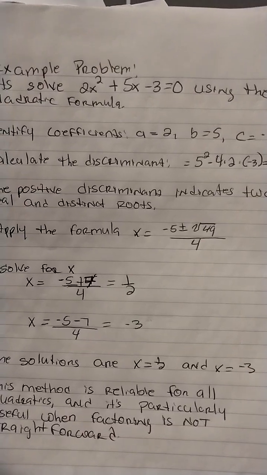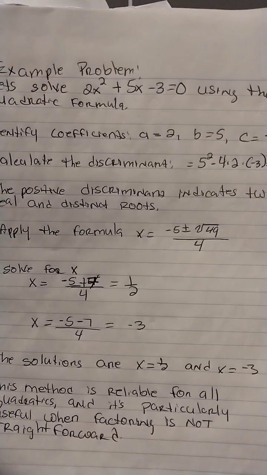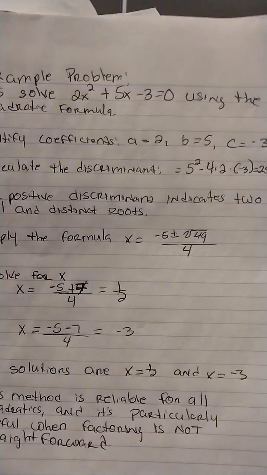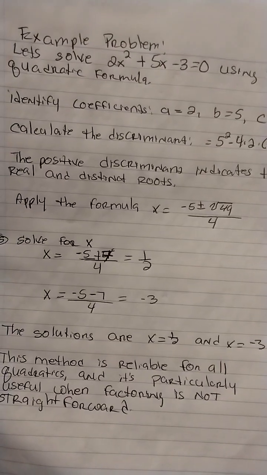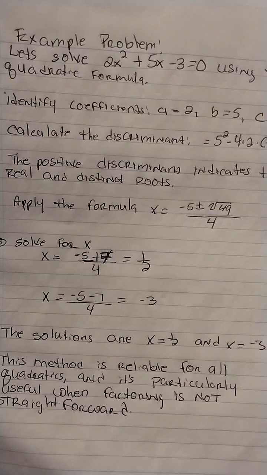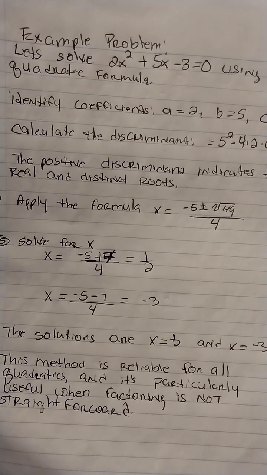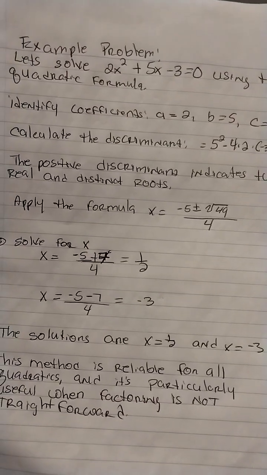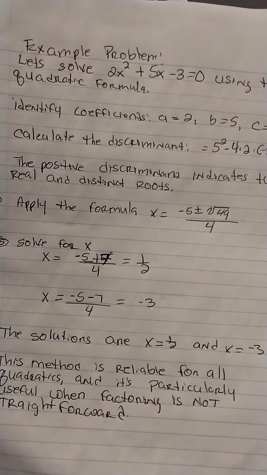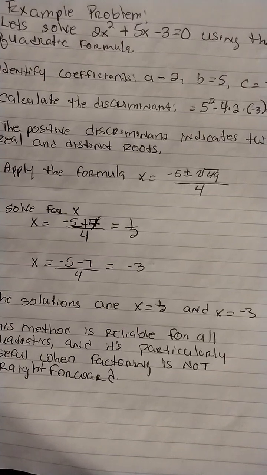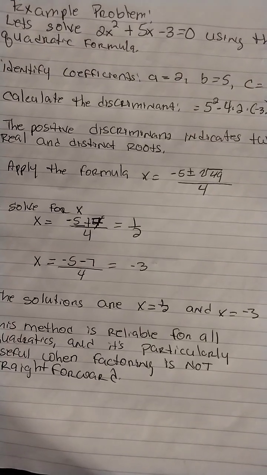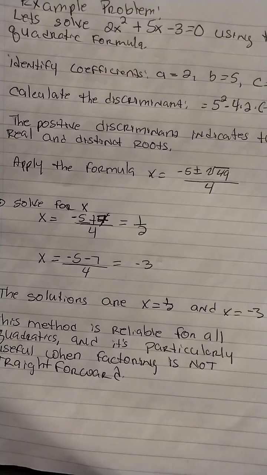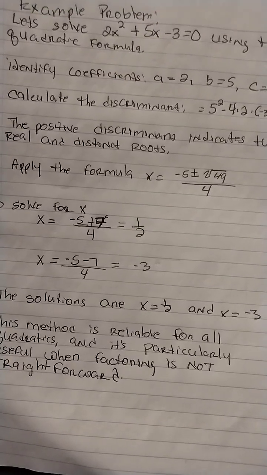So then that gives us negative 5 plus 7 is 2, so 2 over 4. That gives us 1/2. And then we have x equal to negative 5 minus 7 over 4, which gives us negative 3. And if you want to know, that's because negative 5 and negative 7 gives you negative 12, right? So negative 12 over 4, 4 divided into 12 is 3.